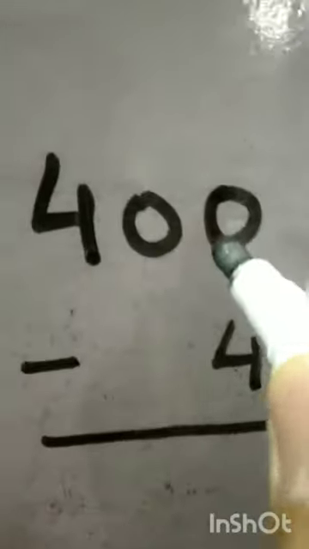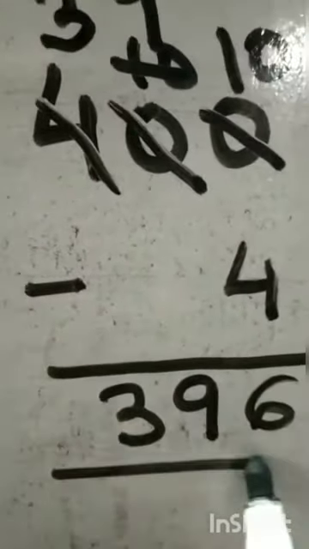Difference means minus. 0 minus 4, borrow 1 from this. This is not also having, so this will take from 4. It becomes 3. This becomes 10. And 10 will give this to 1. So this becomes 10. This becomes 9. 10 minus 4, 6. 9 and 3. 396.